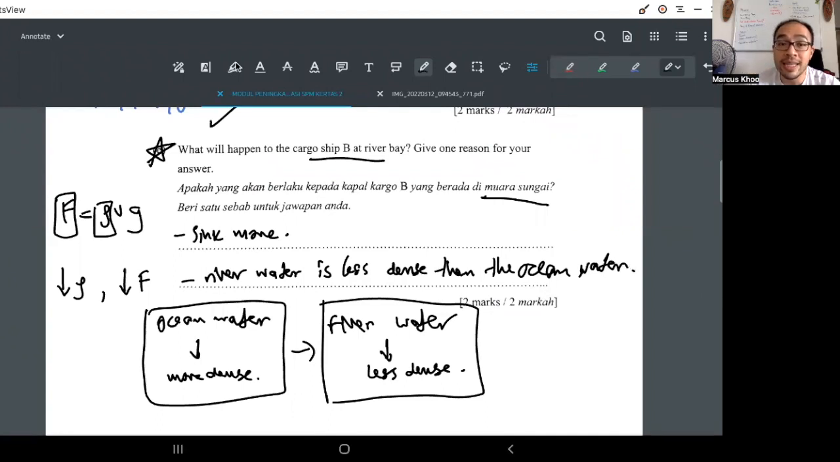Oh, the Dead Sea. The Dead Sea is the one that is very, very dense even. So if you change to the Dead Sea, it is very, very, very dense, because it has a lot of salt. So the buoyant force will increase lah. If the buoyant force increases, then cargo ship B will float even more. Okay, so you can say that it floats more.